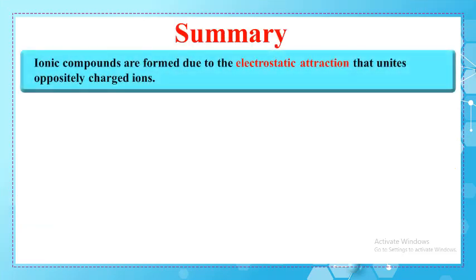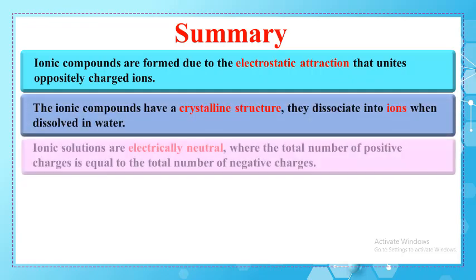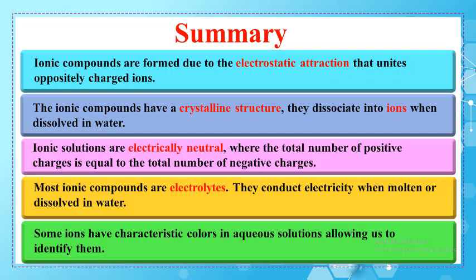Keep in mind that ionic compounds are formed due to the electrostatic attraction that unites oppositely charged ions. The ionic compounds have a crystalline structure. They dissociate into ions when dissolved in water. Ionic solutions are electrically neutral, where the total number of positive charges is equal to the total number of negative charges. Most ionic compounds are electrolytes. They conduct electricity when molten or dissolved in water. Some ions have characteristic colors in aqueous solutions, allowing us to identify them.